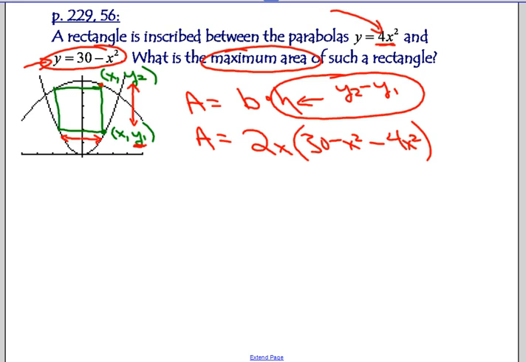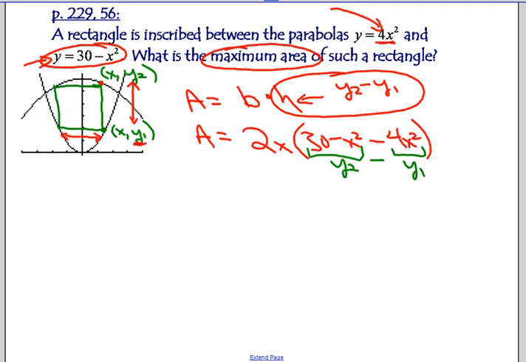So we took our two functions, 30 minus x squared and the other function 4x squared, and subtracted those for the height. And again, hopefully you can kind of see that in here. That's y2, and 4x squared is y1. And we just subtracted y2 minus y1 for our height. If that makes sense, I think the rest of the problem will follow fairly easily. I would say that's the hardest part here, is the setup.